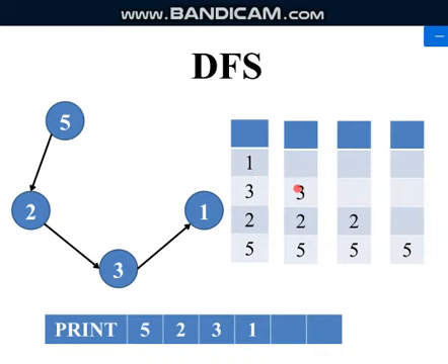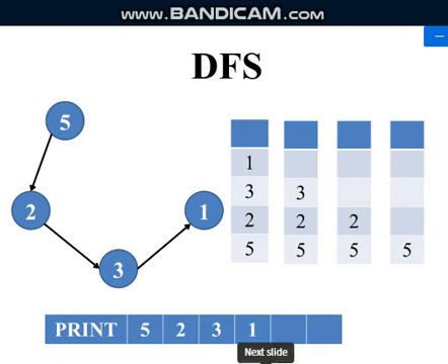Again from 3, do you have any other node apart from 1? No, we don't have any other node which is adjacent to 3, so pop that 3 from the stack. So now what is on the top of the stack? 2 is on the top of the stack. So from 2 where will you reach? 3 is already visited, you don't have any other node from 2, so again pop that element from the stack. So now from 5, do you have any other node?